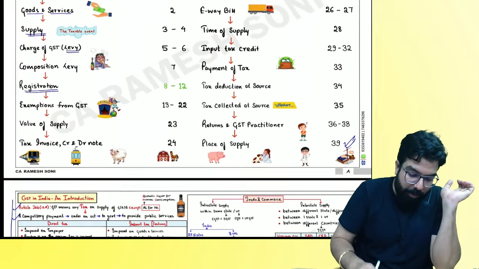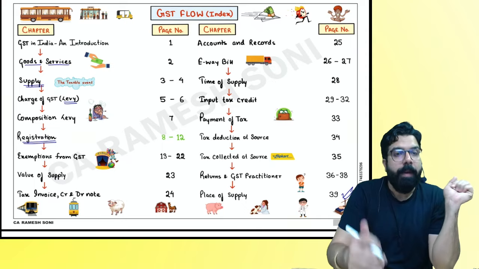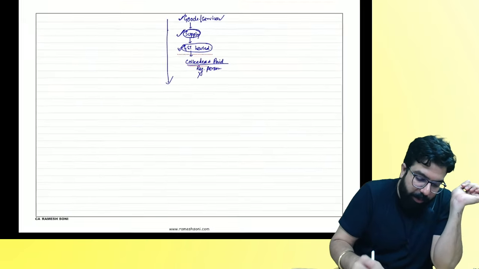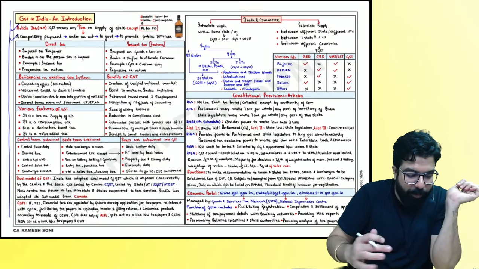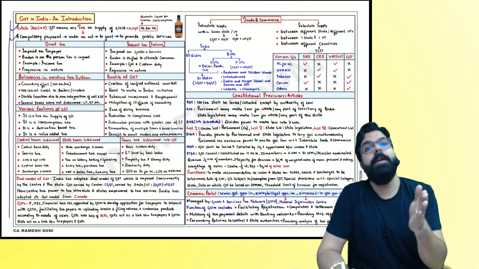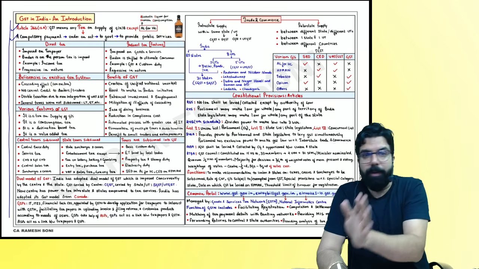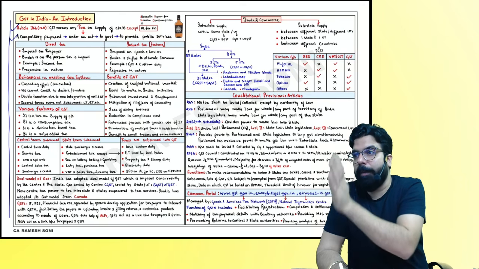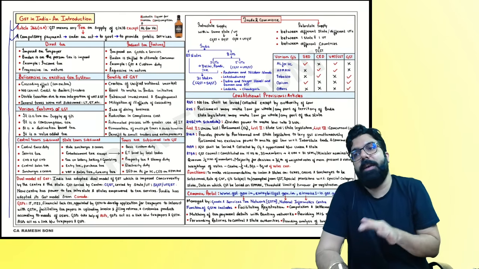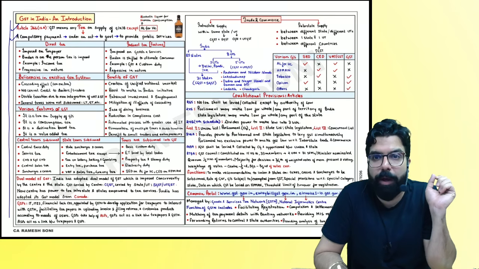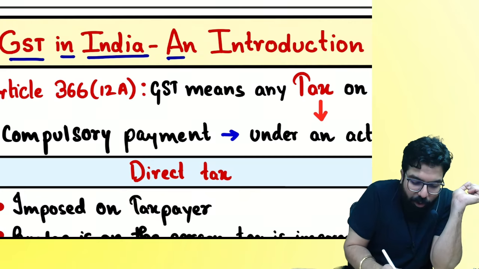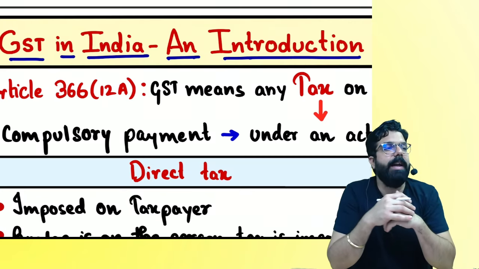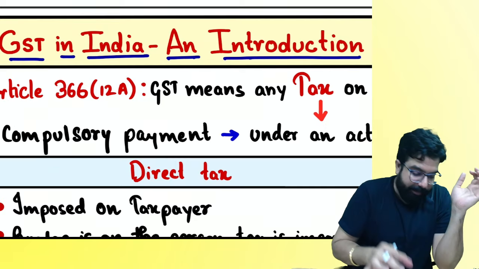Chalo. Now, I do not want to talk about everything. I want to start with the first basic chapter. Why do we need to learn this basic chapter? So that the future is easy. What we are going to learn from the second chapter onwards will become very, very easy if you have learned this first chapter. Okay, everyone? Chalo. The chapter's name is GST in India and Introduction.